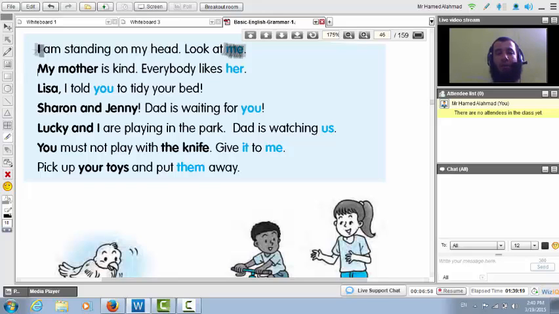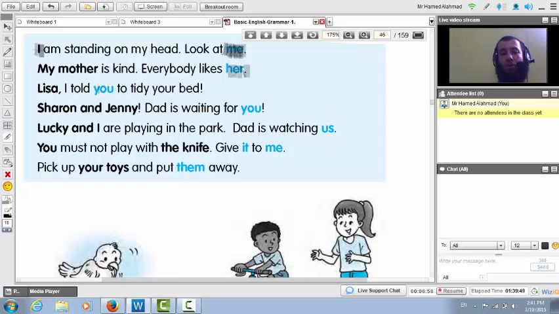Number 2, my mother is kind, everybody likes her. The same, guys, it's impossible to say my mother is kind, everybody likes she. Why? Because she is a subject pronoun, and here we have the pronoun in the position of the object in the sentence.